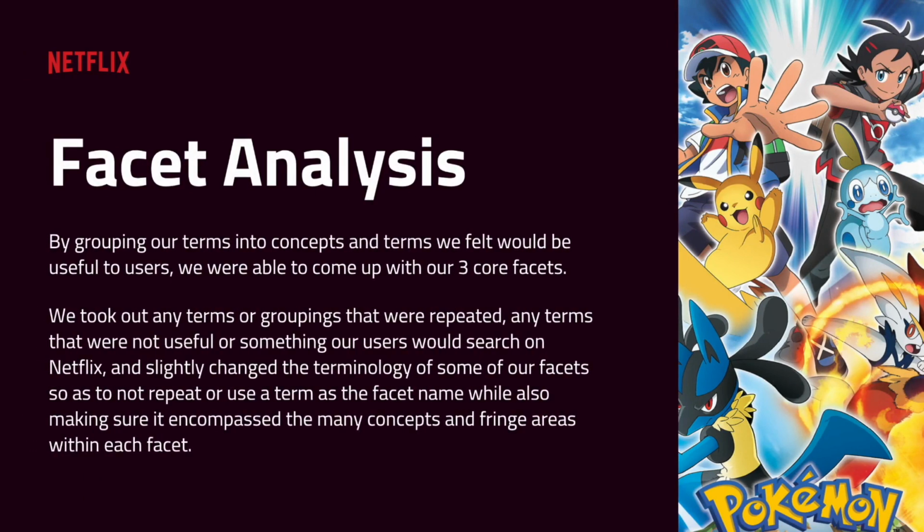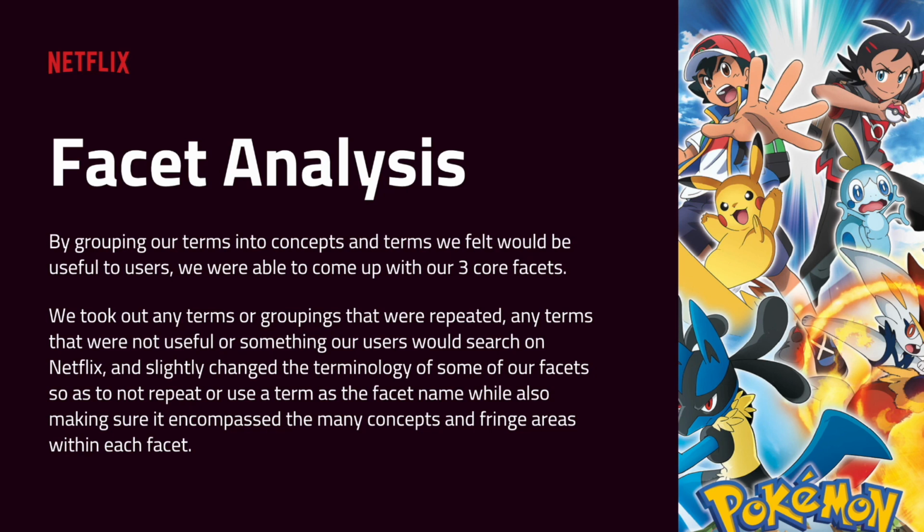After pulling terms, we moved on to Phase 3 of the project of narrowing down the terms. Molly removed any duplicate terms we had and grouped the remaining ones into concepts and subjects such as language, genre, subject themes, rating, prominent characters, production companies, and more. By looking at these groupings, we were able to narrow down to 3 facets that encompassed the many concepts and fringe areas within each facet.